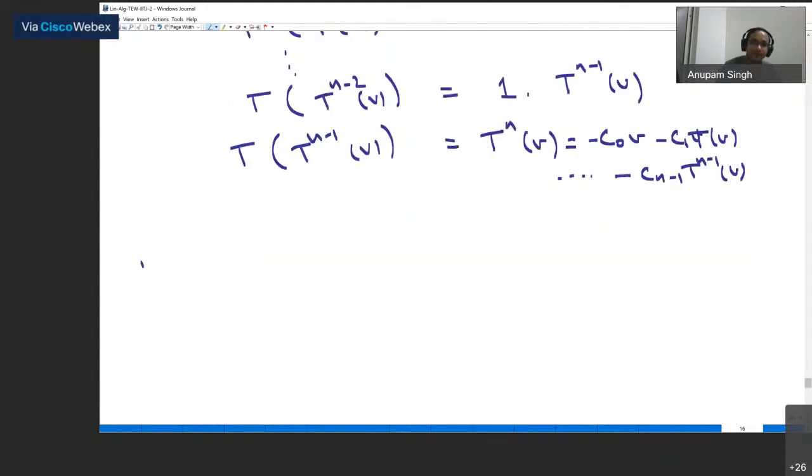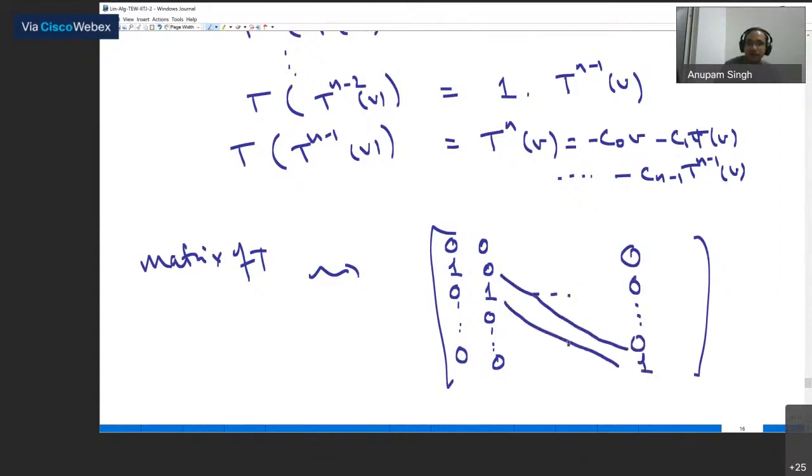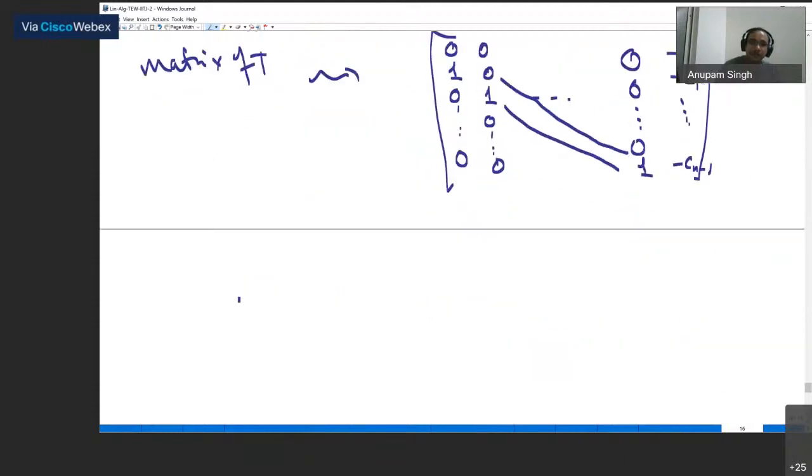Now the matrix of T with this basis would be: the first column is going to be 0, 1, 0, 0, 0. The second column will be 0, 0, 1, 0, 0, and so on. The last but one column is 0, 0, 0, 1 here. So it will go like this: zeros on the diagonal, 1 below the diagonal. And the last column here will be minus c0 here, minus c1 here, and so on, and minus c n minus 1. I'm sure you will recognize this. This is what is called the companion matrix of that polynomial.